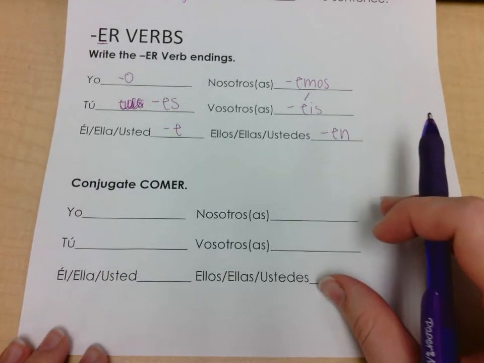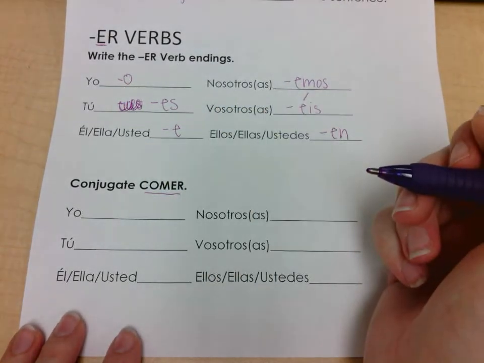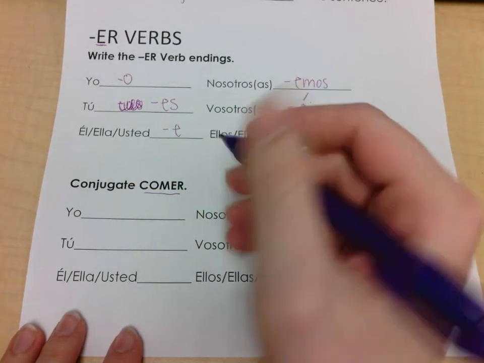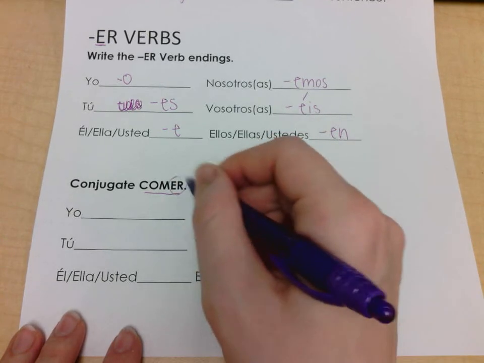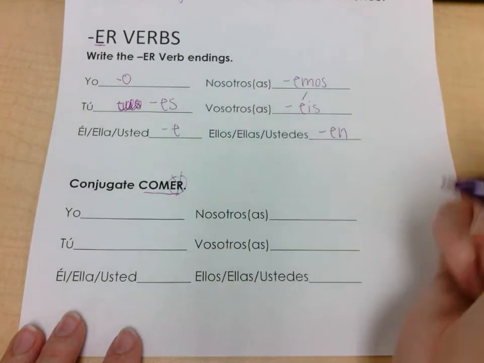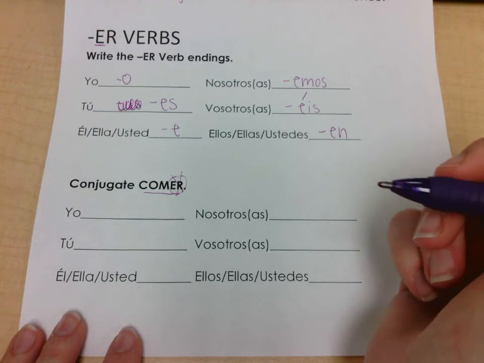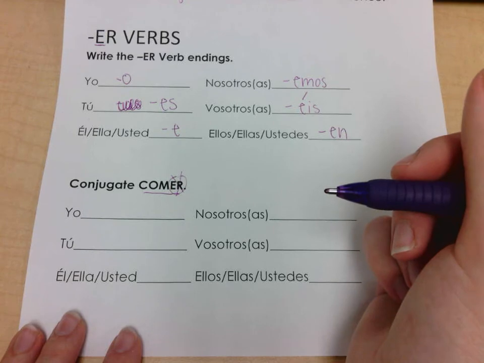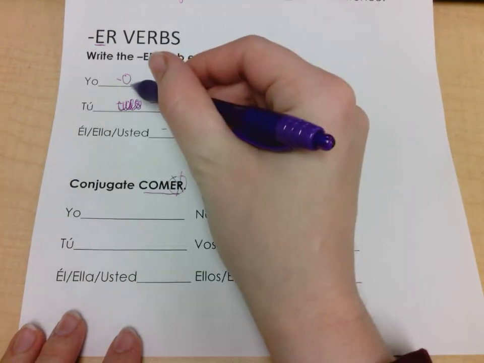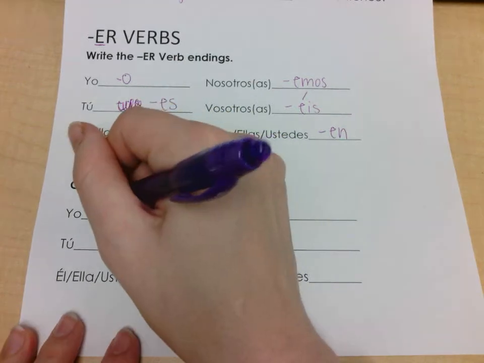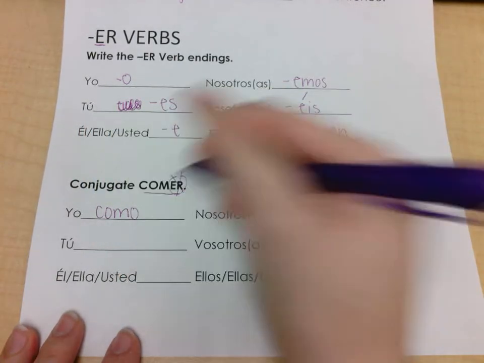And then finally we are going to do an example with comer. Comer, we would first drop our ending. So our ending is this ER right here. We would cross it off. We would identify our subject and we would add the ending to match with the subject. So in the yo form, our ending is O. So we add the ending to the root.